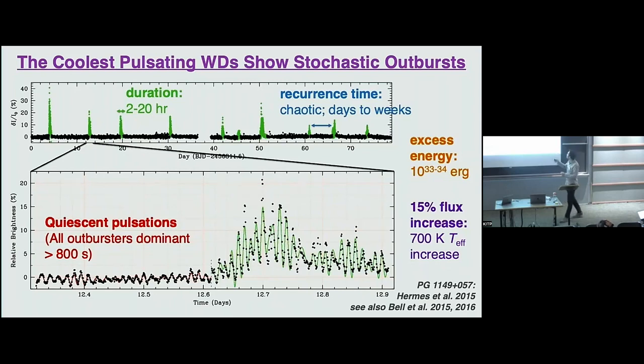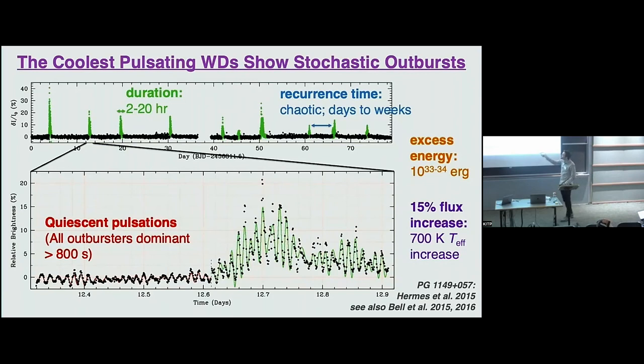But the star's getting about 15%, sometimes even 40% brighter during these outburst events. That 15% flux increase corresponds to almost a 1,000-degree surface effective temperature increase. We're talking about 10^33, 10^34 ergs of energy in these events, but they're completely stochastic. There's no periodicity to their recurrence.